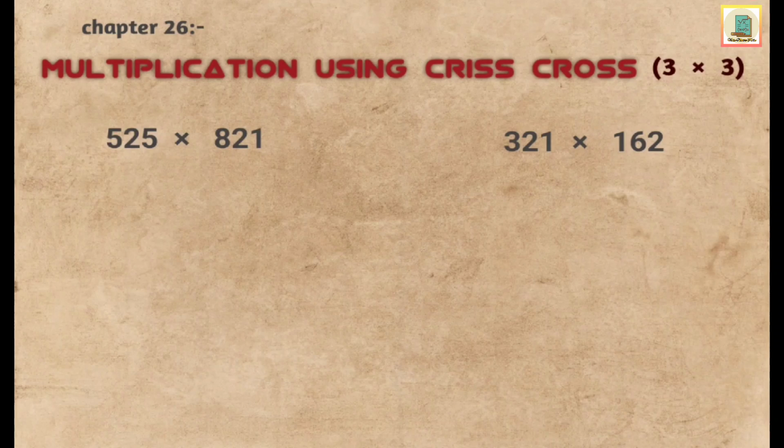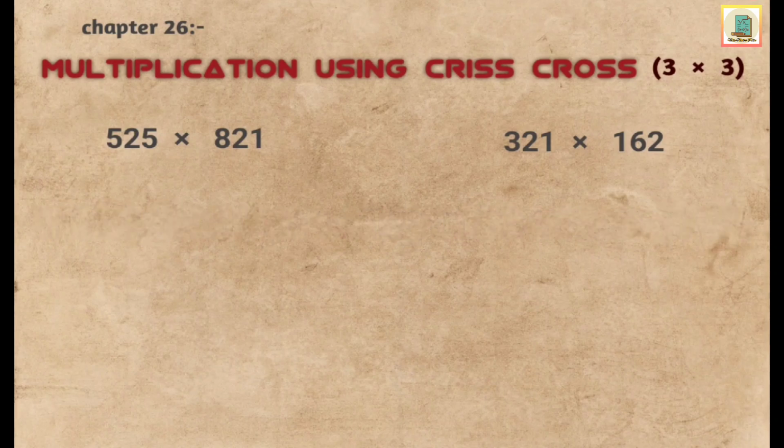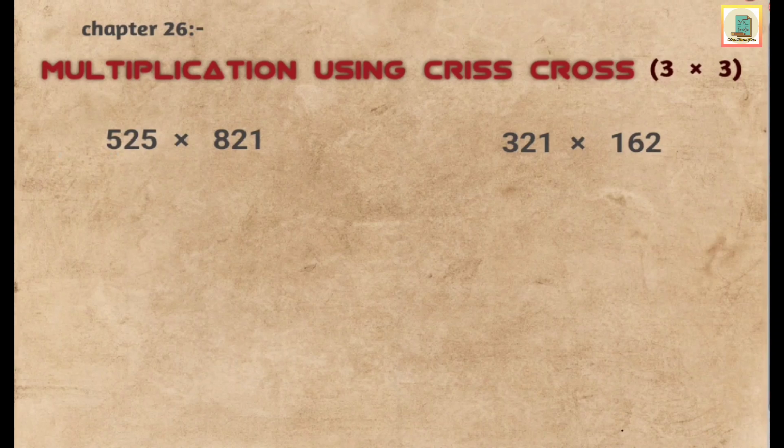Now today we'll learn another topic, that is multiplication using the CRISS CROSS method, 3 digit by 3 digit. So this is the extension of the last method that we've learned. So here in this video we will be learning how to multiply 3 digits by 3 digits. So now let's understand by taking an example. So here we have 3 digits on both sides.